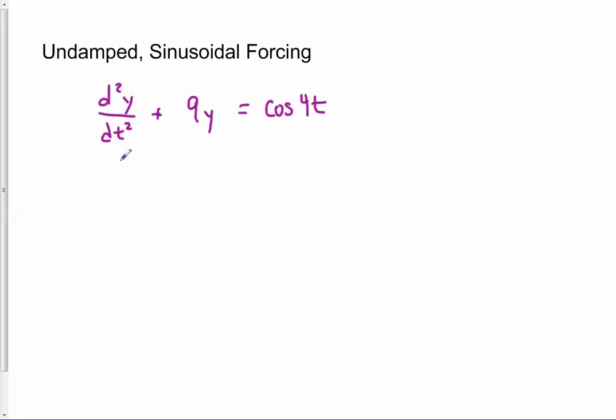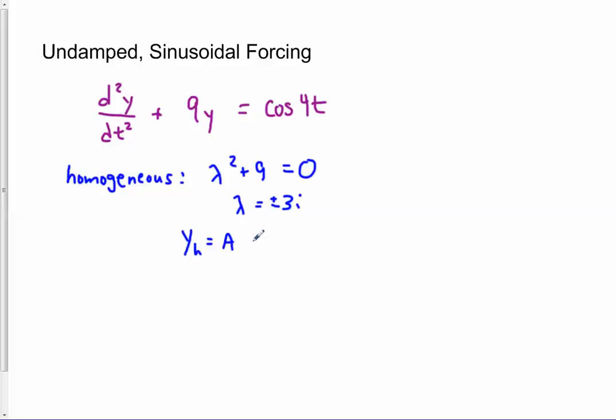Homogeneous first. Let's do the homogeneous. We get lambda squared plus 9 equals 0. Lambda equals the square root of negative 9, so plus or minus 3i. And so our homogeneous solution would be a cosine 3t plus b sine 3t. There you go, just a typical oscillation.